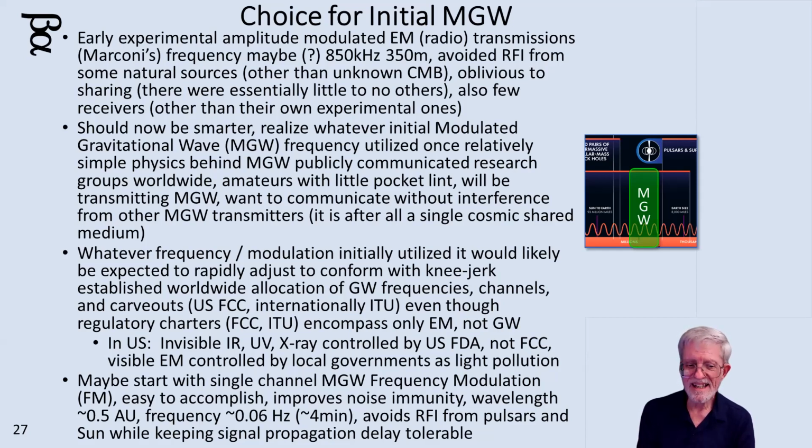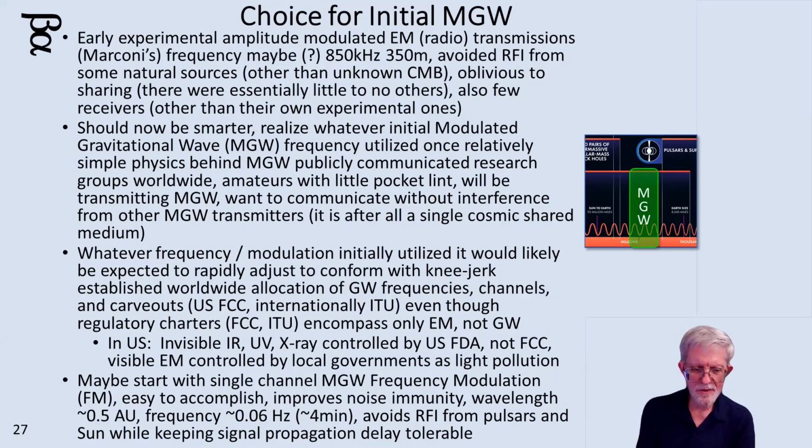But visible light, street lights and things like that, those are all still in the electromagnetic spectrum. But because they affect us visually, they're not controlled by government entities at the federal level. They're controlled by local governments as light pollution. So if you have light pollution ordinances, that's actually the government dictating what frequencies and amplitudes you'll use for certain emissions. So I picked, maybe we'll start with a wavelength at about a half an astronomical unit.